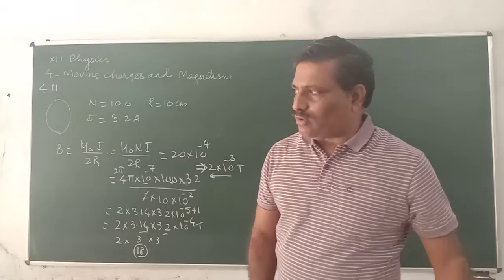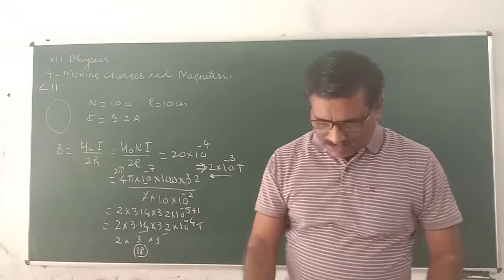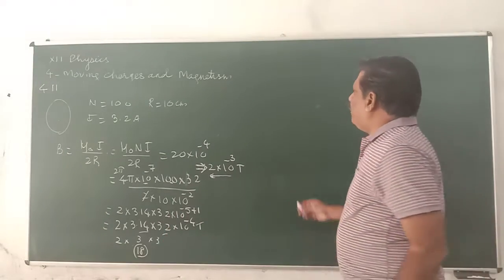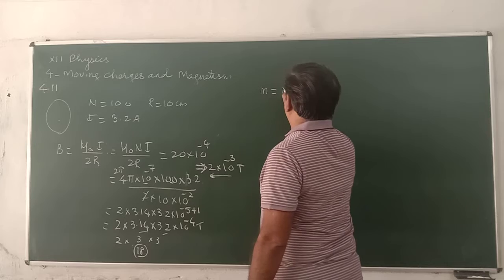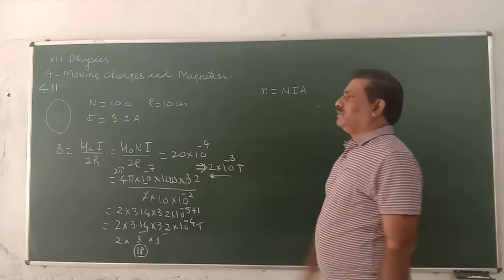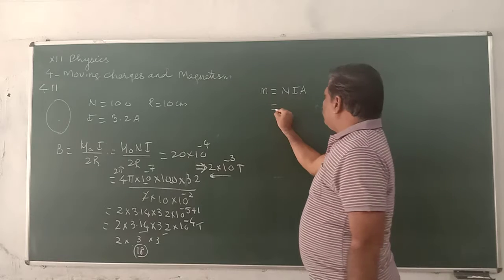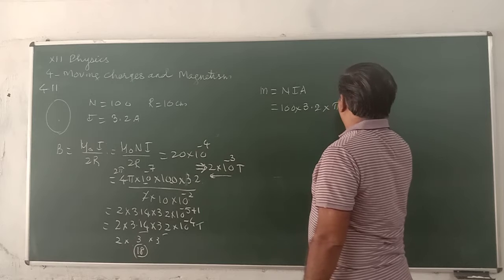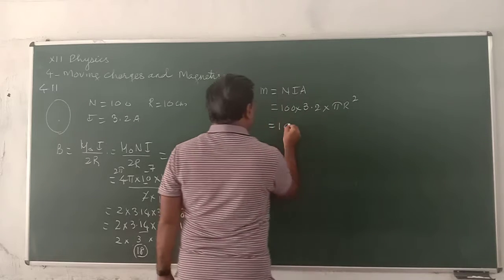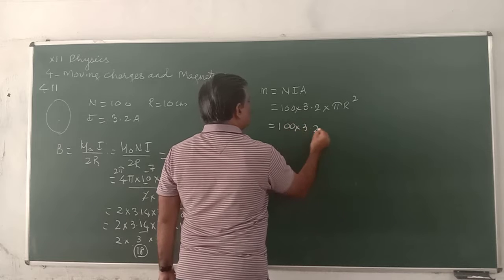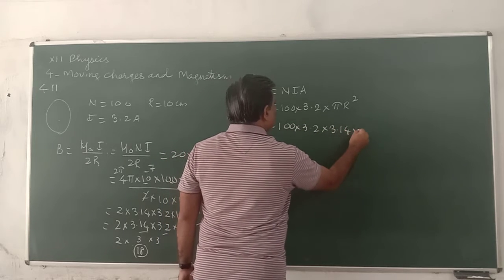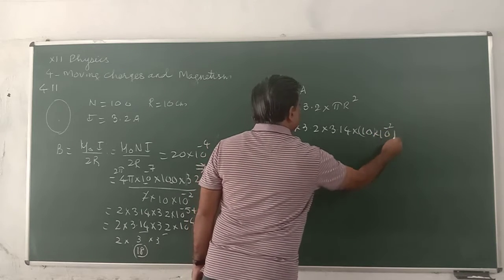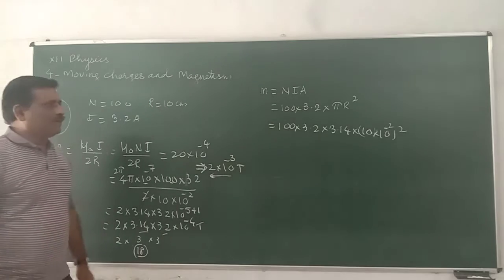Let us discuss the second part of it. What is the second part? What is the magnetic moment of this coil? Magnetic moment, already I said, is given by N I A. N is equal to 100, I is equal to 3.2, area is pi r square, which becomes 100 into 3.2 into 3.14 into (10 into 10 raised to power minus 2) square. Centimeter is converted into meter.